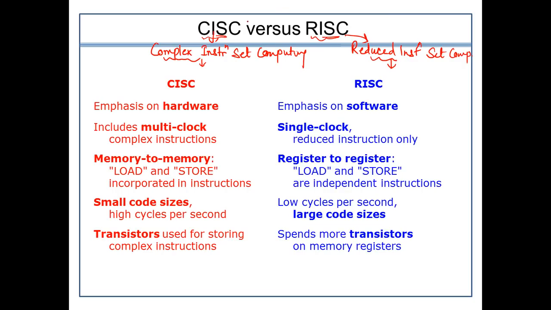So the only thing is that we should know the difference: how the CISC or the RISC is different from the other. Basically, CISCs emphasize more on hardware. Complex instruction set computing puts more emphasis on the hardware components, but in case of RISC, they emphasize more on the software.